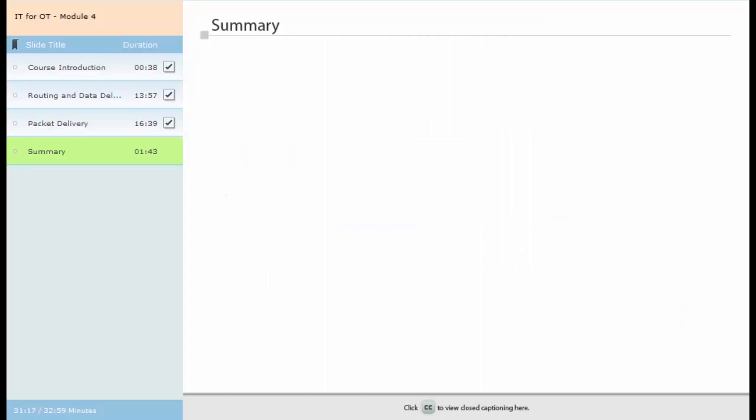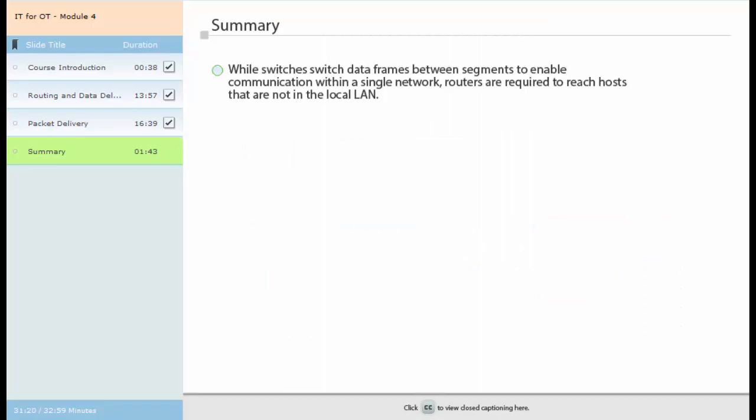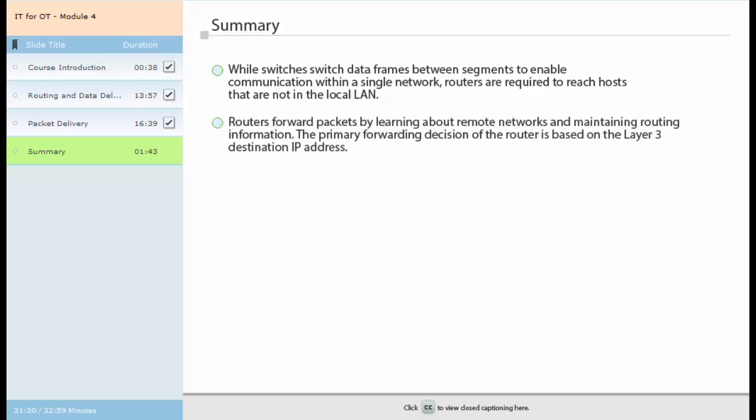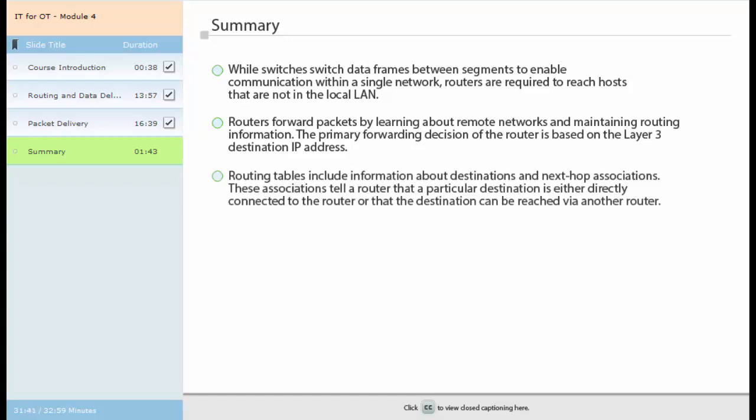The following key points were discussed in this module. While switches switch data frames between segments to enable communication within a single network, routers are required to reach hosts that are not in the local LAN. Routers forward packets by learning about remote networks and maintaining routing information. The primary forwarding decision of the router is based on the Layer 3 destination IP address. Routing tables include information about destinations and next hop associations. These associations tell a router that a particular destination is either directly connected to the router or that the destination can be reached via another router.